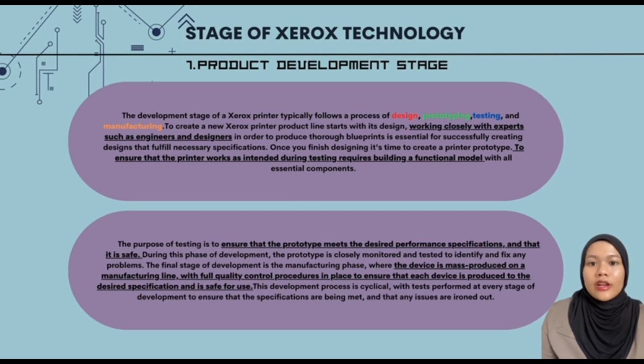The final stage of development is the manufacturing phase, where the device is mass-produced on a manufacturing line with full quality control procedures in place to ensure that each device is produced to the desired specification and is safe for use. The development process is cyclical, with tests performed at every stage of development to ensure that the specifications are being met and that any issues are ironed out.